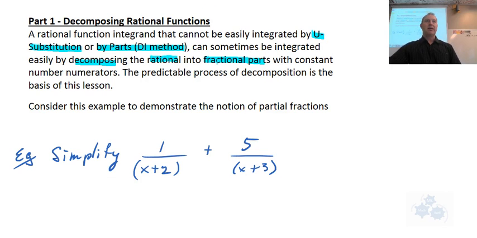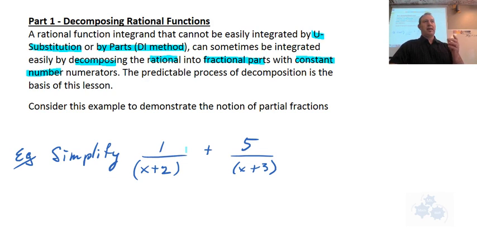The big idea here is to get rid of the x's in the numerator, or the polynomials with x terms in the numerator, and to split them up into numerators that have constant numbers. Okay, that's the thing. The predictable process of decomposition is the basis of this lesson. So let me just set this up for you before we get into this example.